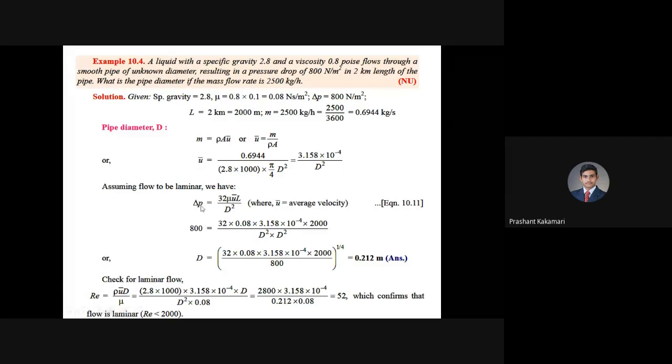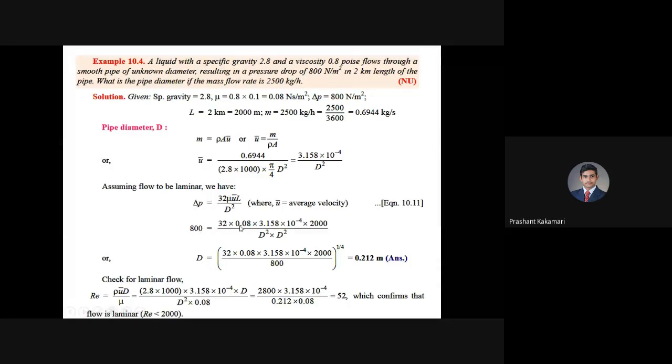Now, first thing is, again, rewrite the Hagen-Poiseuille's equation. Why? Because they have given the ΔP and they are asking the diameter. Any equation in this laminar flow chapter, module 5, that relates ΔP and the diameter of the pipe is nothing but the Hagen-Poiseuille's equation. That is (P1 minus P2) divided by L equal to 32 μ Ū divided by D square. Now in this equation, P1 minus P2 is given as 800 Newton per meter square. No need to convert, it is already in SI unit. So I'll keep 800 as it is.